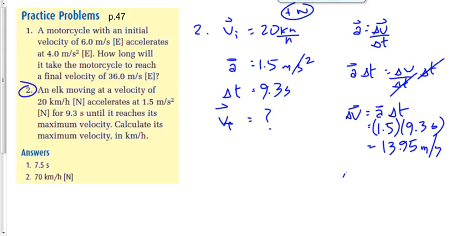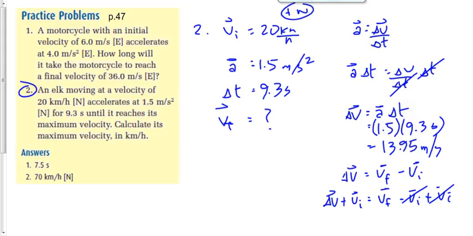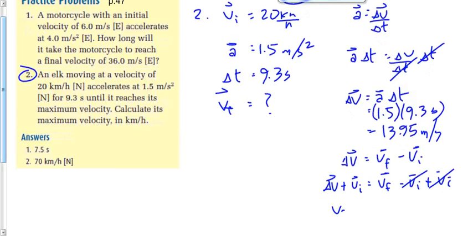But we also know that delta V is VF minus VI, the final minus the initial velocity. Now let's solve for VF. VI is subtracted from the right-hand side. How do I get rid of that? Add it. So it's going to say delta V plus VI equals VF minus VI plus VI. Well, negative VI plus VI disappears, right? So VF becomes equal to delta V, which I just found, 13.95, plus the initial velocity of, by the way, what was that in meters per second?